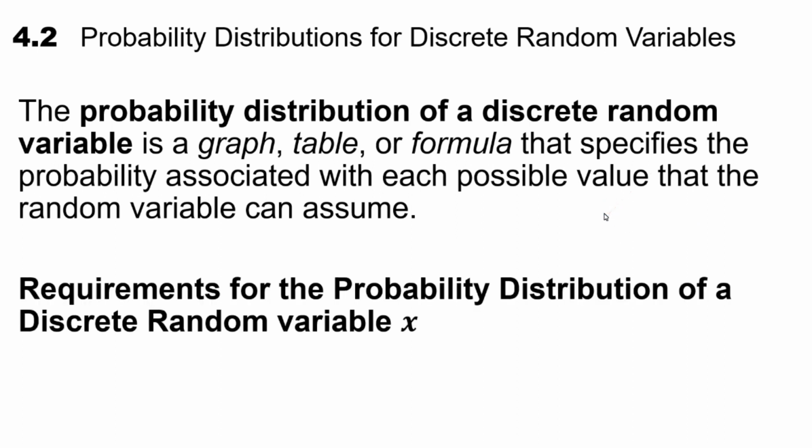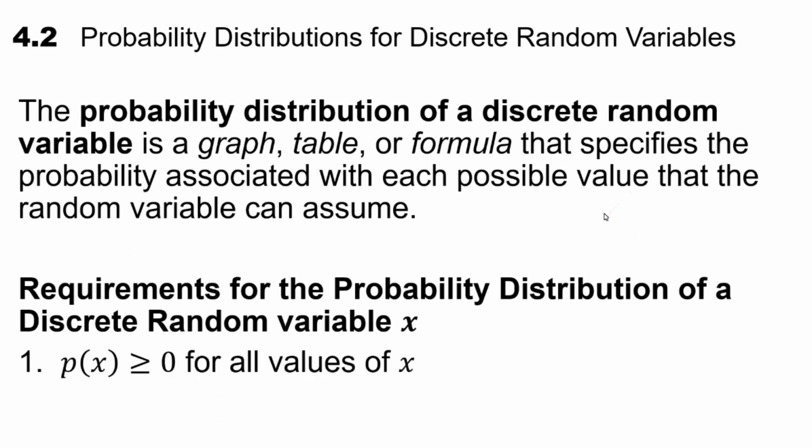All right, so here are the requirements for the probability distribution of a random variable x. They're very simple, and similar to the same thing we saw in chapter 3. Number 1: the probabilities have to be at least 0 for each of the values of x. And number 2: when you add all the probabilities together, you have to get 1. Those are the requirements for a probability distribution.